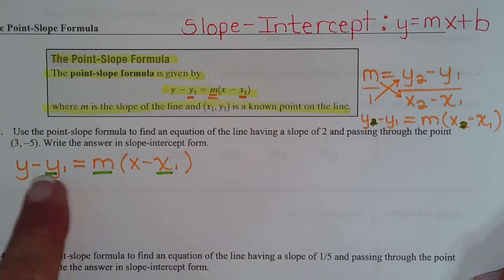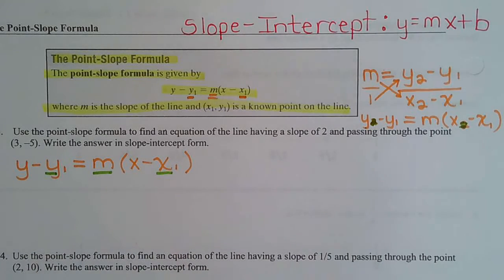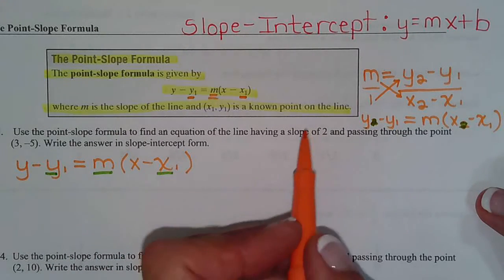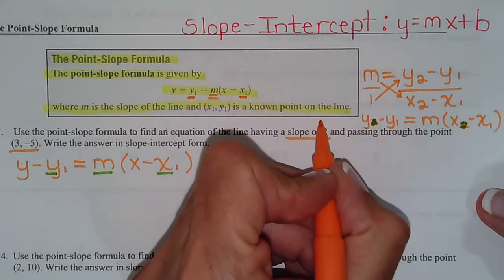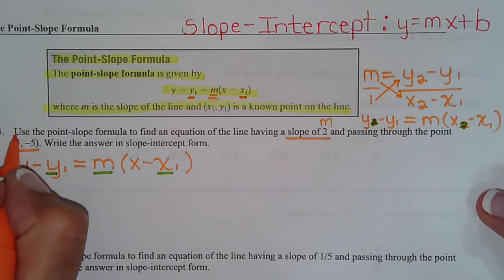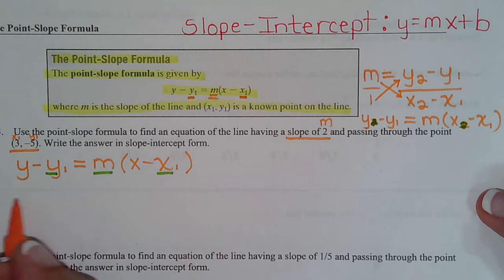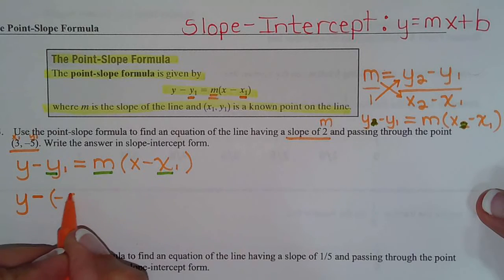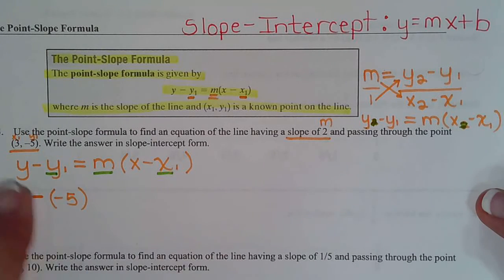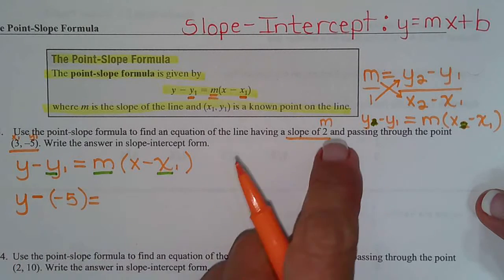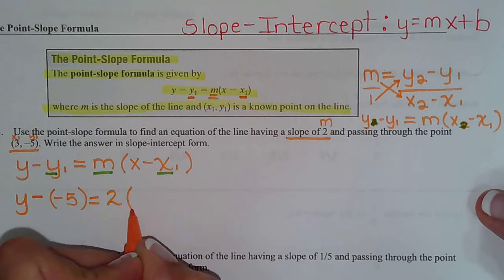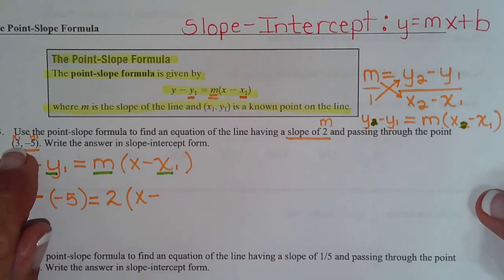So remember, we're going to plug in here, here, and here. So our point is x1 and y1, and we're going to plug our slope in there. Use the point slope formula to find an equation of a line having a slope of 2 and passing through this point. So remember, this is my m, and this is my x1, and this is my y1. So I do y minus, and y1's negative 5, so this is where you need your parentheses because you have a double sign. So you have a minus from the formula, and y1's negative 5. In place of m, I'm going to put 2, parentheses x minus, and I look up here, x1 is 3.